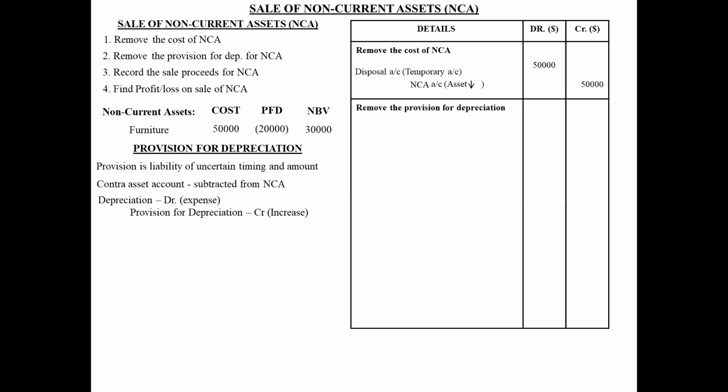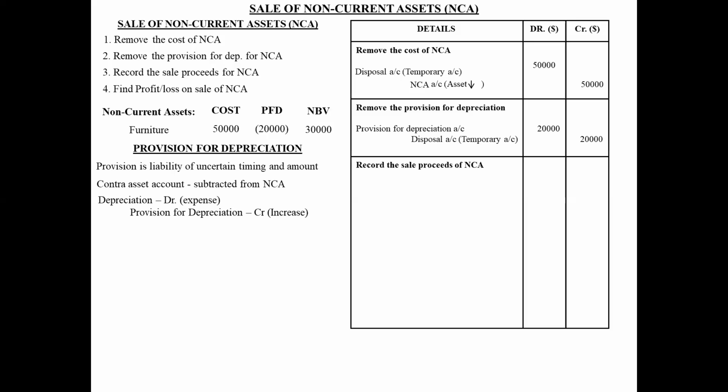So over here we are removing provision for depreciation. So there is a decrease in provision for depreciation. So provision for depreciation will be debited, and we don't have any other account, so we will put disposal account again over here. It's a temporary account which you'll see at the end will close down. Third, so we have done the first step and the second step. We have removed the cost of NCA. We have removed the provision for depreciation for NCA.